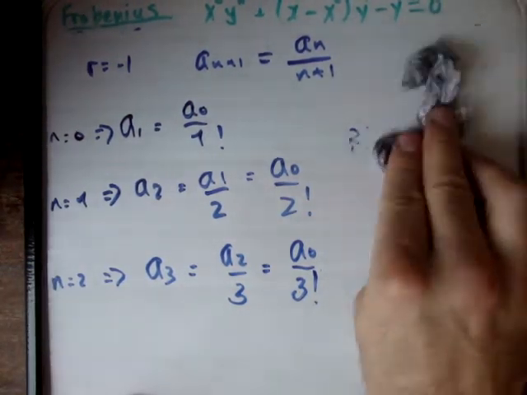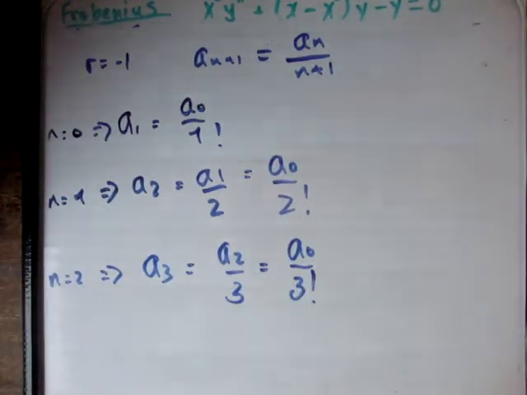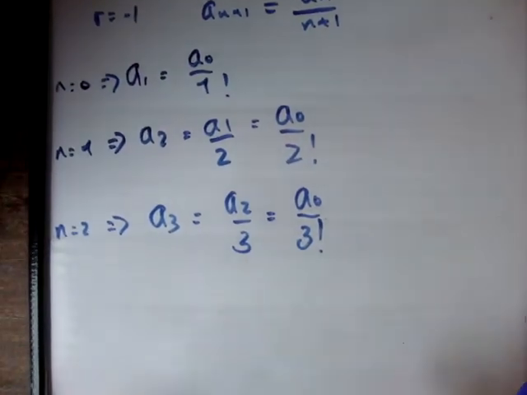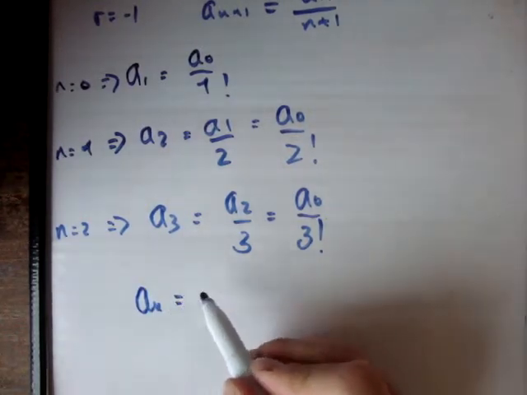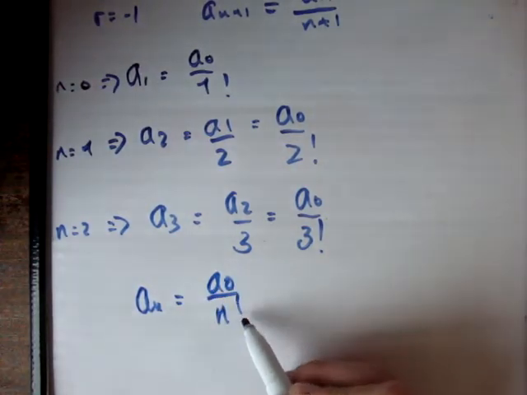Alright? And I suppose if you look at this, if you look at it hard, there's a small bit of a knack to it, and I won't put too much emphasis on it. You either get it or you don't, it's not too important. You're going to find that a_n is equal to a0 over n factorial.